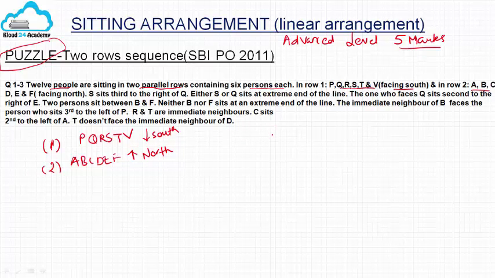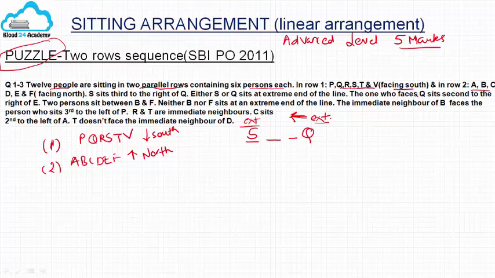Now S sits third to the right of Q. Now Q and S are facing south. So Q is here. Now S is third to the right of Q. Now which side will be the right of Q? This side, because it is facing south. So 1, 2 and 3. S. S is sitting third to the right of Q. Either S or Q sits at the extreme end of the line. So either Q is sitting at the extreme end or S is sitting at the extreme end.